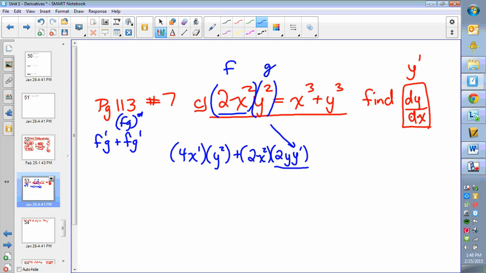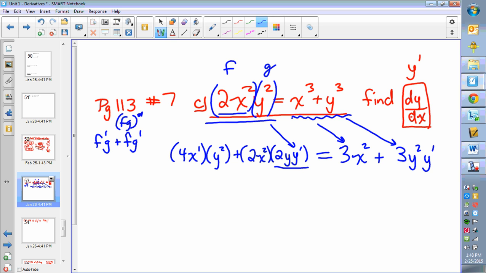Okay, so we've done the derivative of this side. I will now put equals and do the derivative of the other side. The derivative of x cubed is 3x squared x prime, which is just 1. And the derivative of y cubed is 3y squared y prime. Now all of a sudden we have a y prime in two spots of this equation.